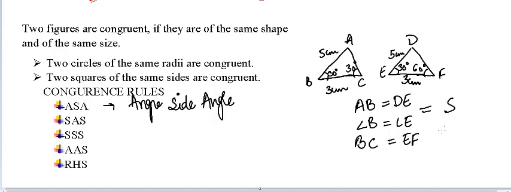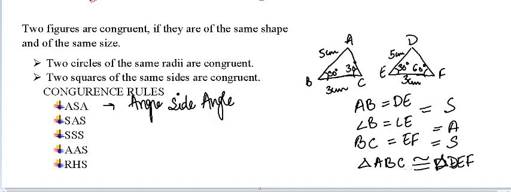This is side, angle, side. So this means by using the second rule, that is side, angle, side, triangle ABC is congruent to triangle DEF. So this was about side, angle, side.